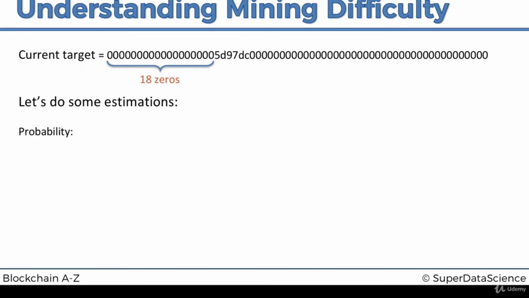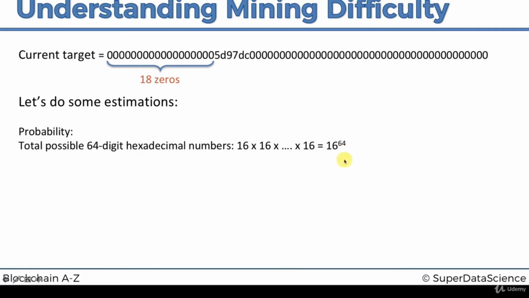Let's do some estimations. We're going to calculate the probability of getting a golden nonce. Randomly picking a nonce, what's the probability that it will be a golden nonce? Well, how do we calculate that probability? First of all, let's see how many numbers with 64 characters, how many hexadecimal possible combinations are there? The answer is 16 to the power of 64, which is approximately 10 to the power of 77.